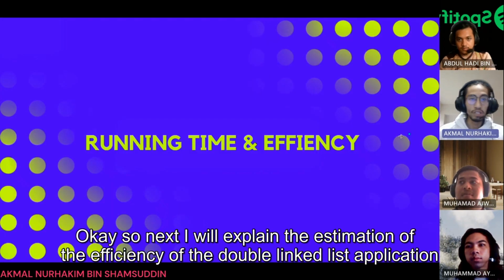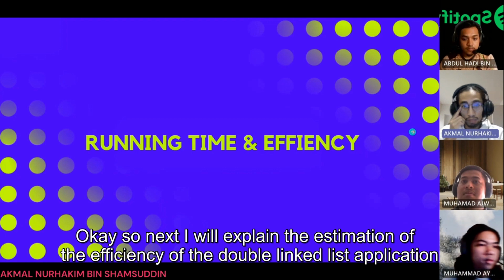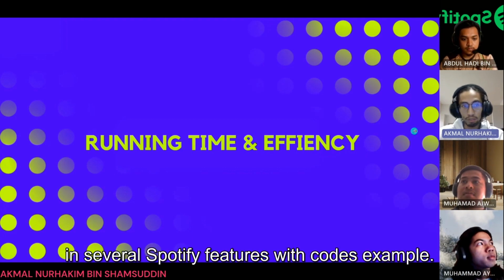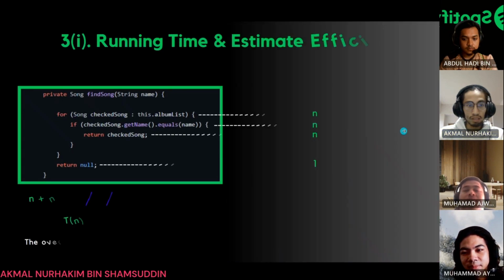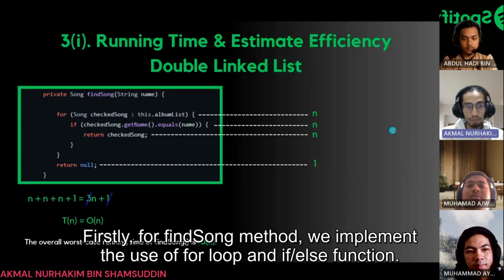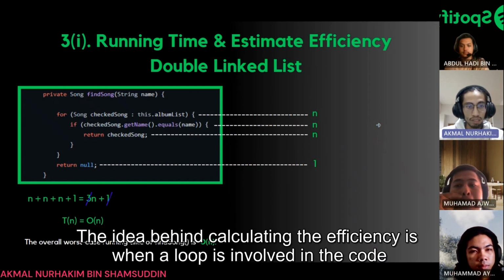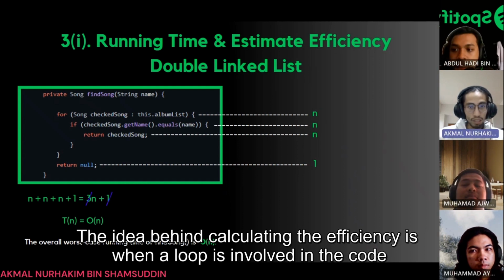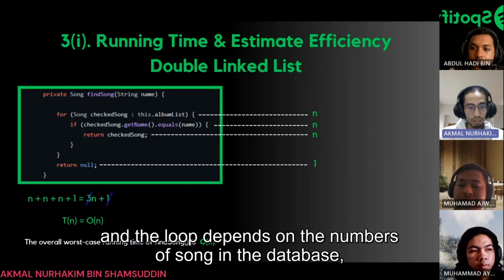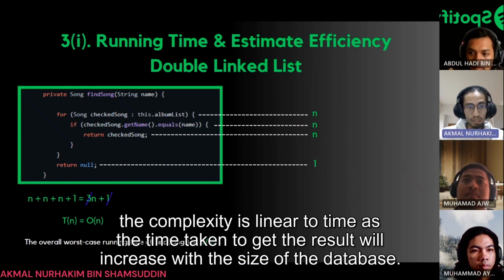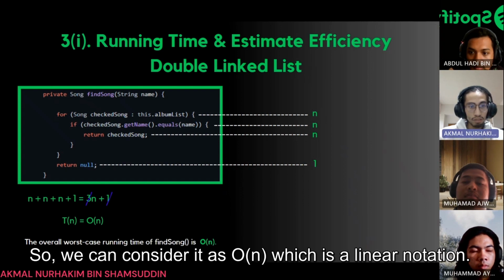Okay, so next, I will explain the estimation of the efficiency of the double linked list application in several Spotify features with code examples. Firstly, for the find song method, we use a for loop and an if-else statement. When a loop is involved and it depends on the number of songs in the database, the complexity is linear, as the time taken to get the result will increase with the size of the database. So we can consider it as O(n), which is linear notation.